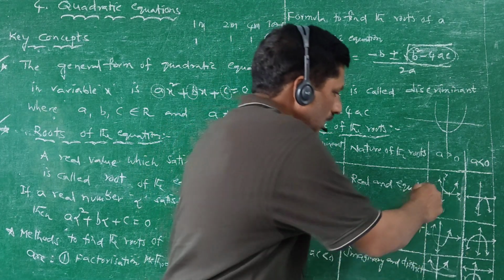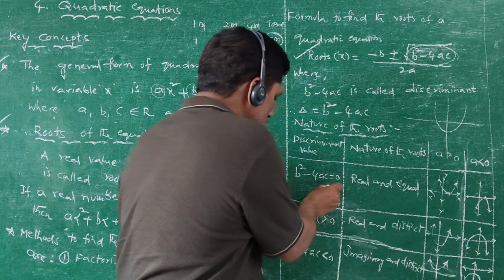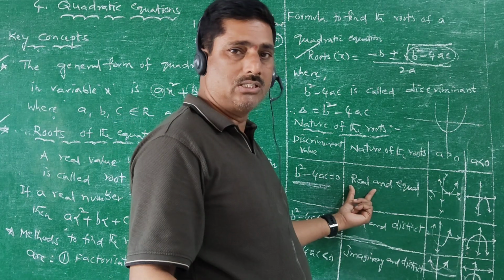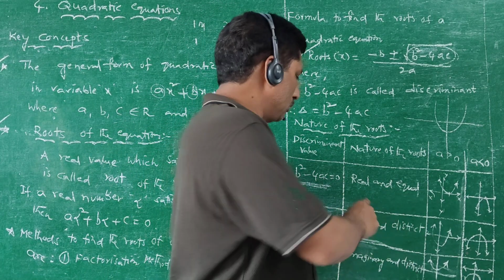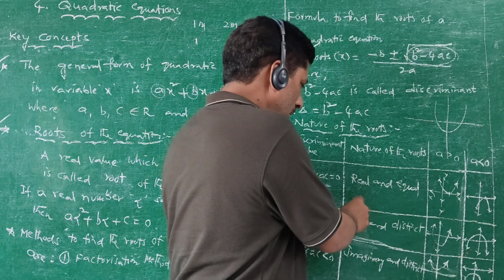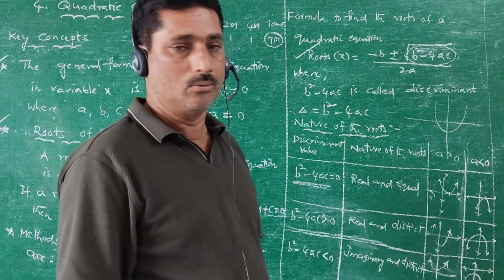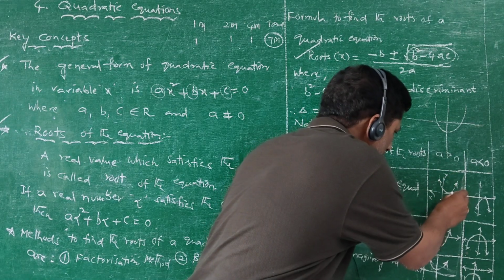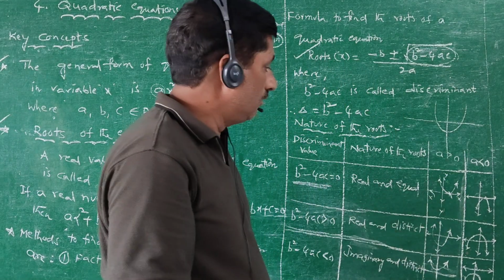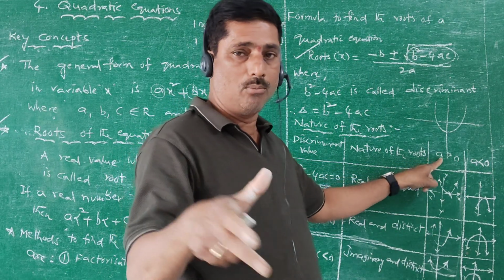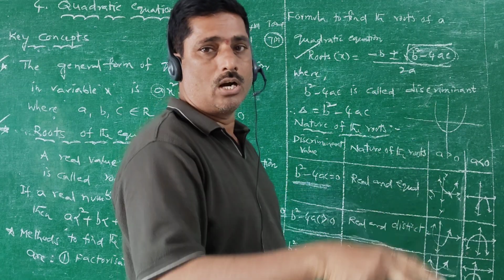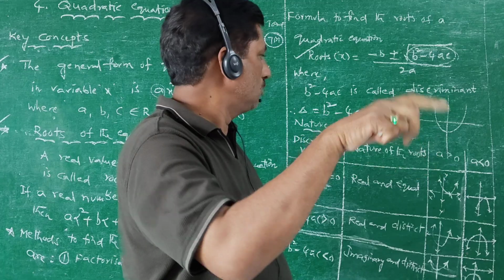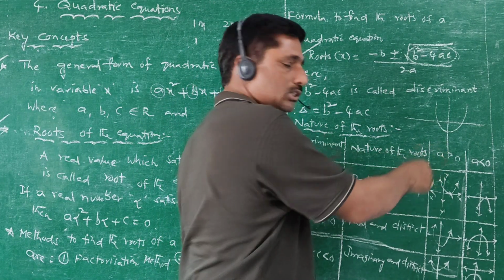When b square minus 4ac is 0, both the roots are real numbers and they are also equal. Suppose if you get one value as 1 by 2, then the second one is also 1 by 2. The graph will intersect the x-axis at only one point. When a is greater than 0, the graph of the quadratic polynomial will open upwards.